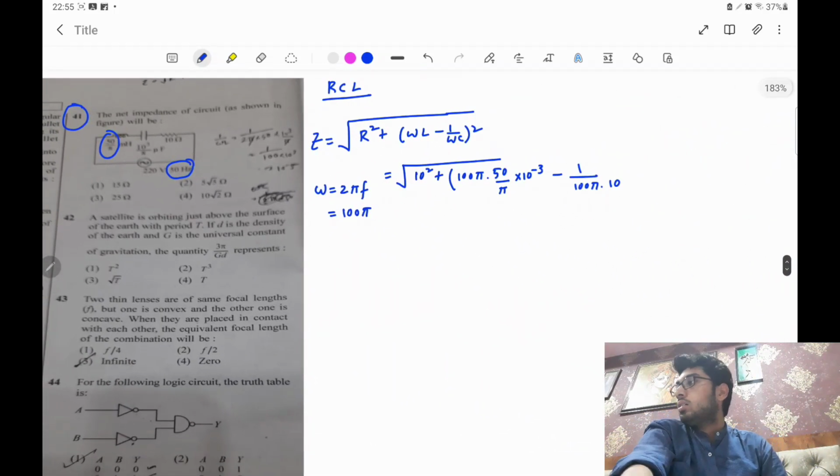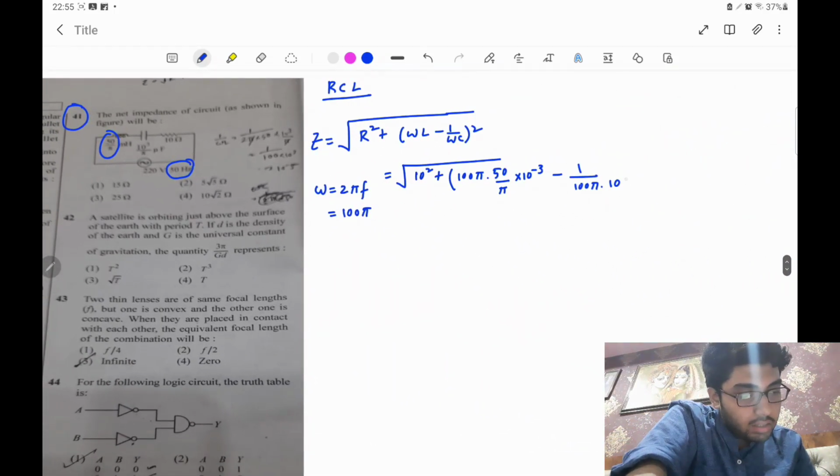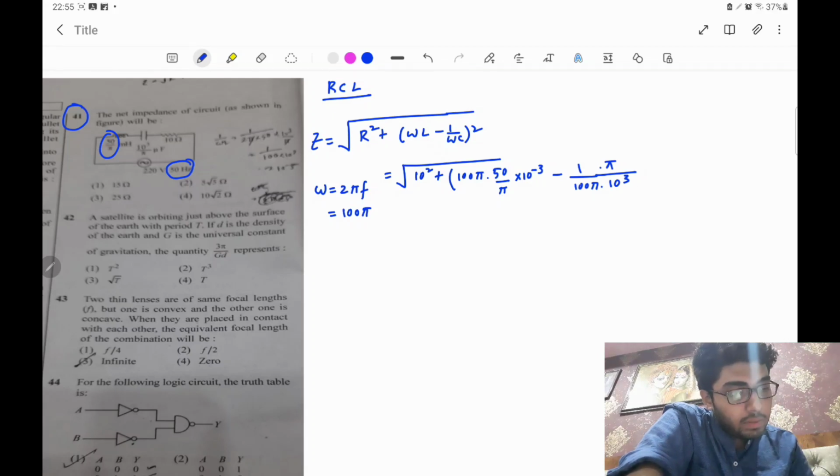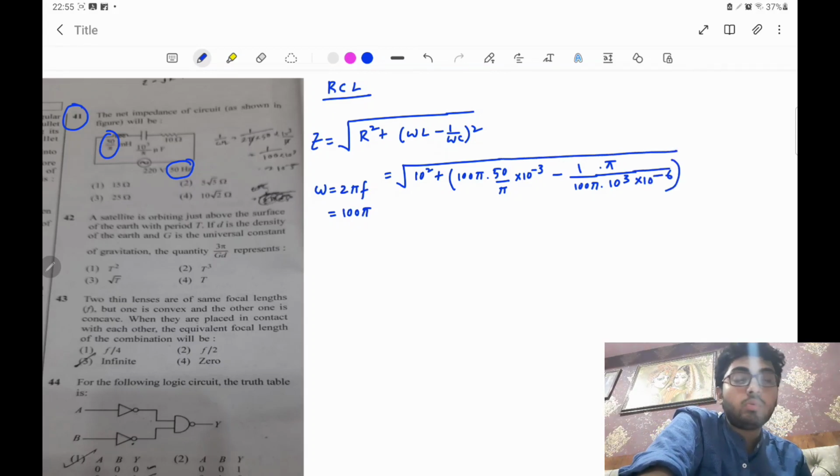Just a minute. Yeah, this is 10 cube into pi. Okay, so this has also been given in microfarad. So that means you have to multiply it by 10 to the power minus 6. I think you should not have any confusion in this part. You have to be very cautious regarding the units. Okay, so automatically it is coming out to be how much?